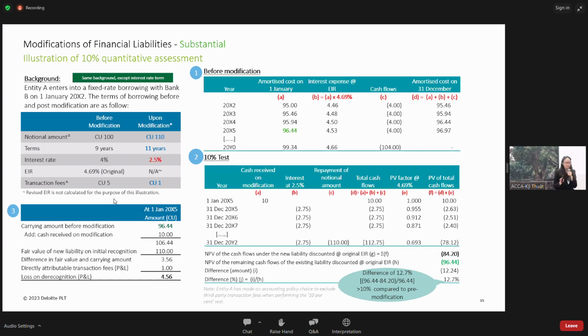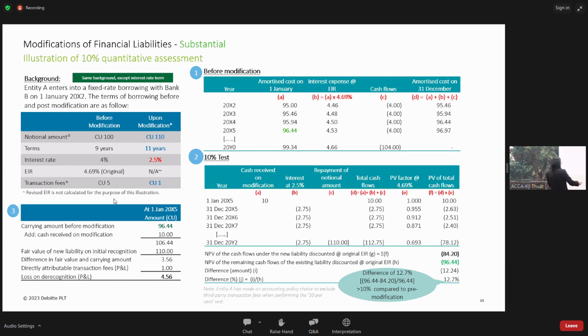Now the same fact pattern, I change my modification a bit so that I trigger a substantial modification. So similarly, I have the original loan as it is. When I modify, the major change is the interest rate. So instead of 3.5, my interest rate is 2.5. Now, before the modification, same table, 10% test. Now I plot the new figures. I got the 10, interest at 2.5, principal amount of 110.